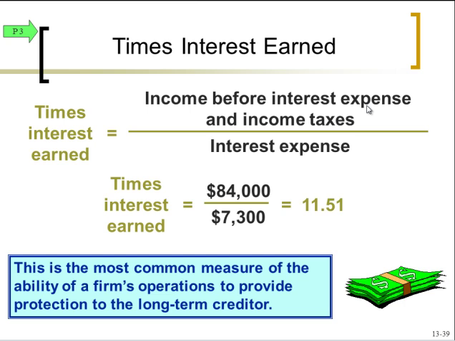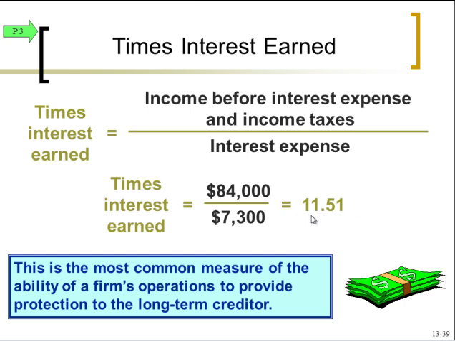Times interest earned. This is another risk-based ratio. Investors want to know how sure are you that you're going to be able to pay your interest off. That's the main concern. They hope you're going to be able to pay the principal off and all your other expenses, but they're very concerned with getting their interest. So you take your net income before interest expense and income taxes. In other words, after reversing the effect of interest expense and income taxes, what was your income? And you divide it by interest expense by itself.